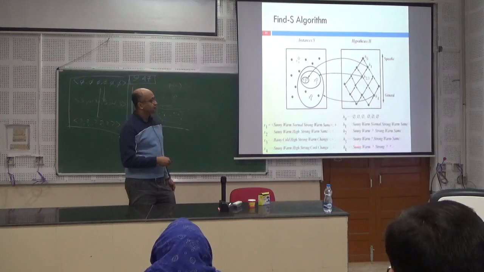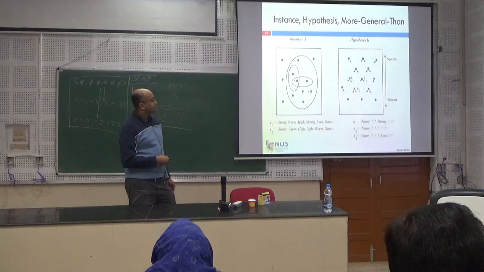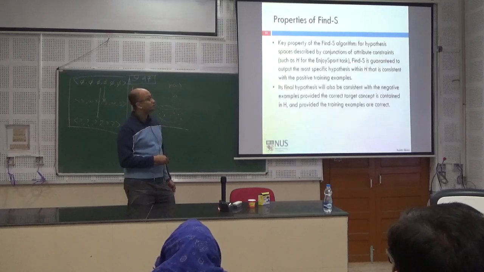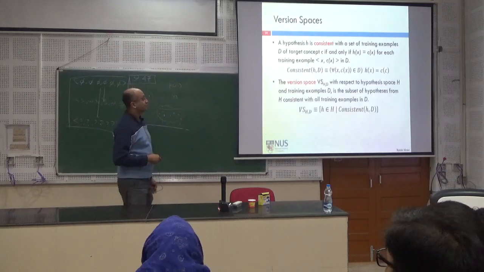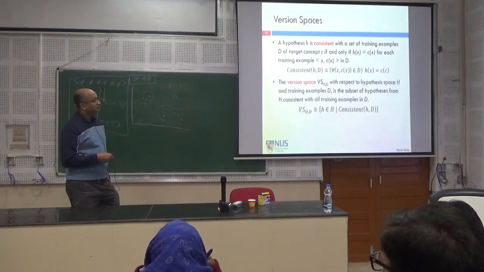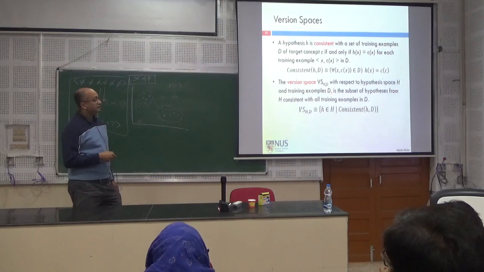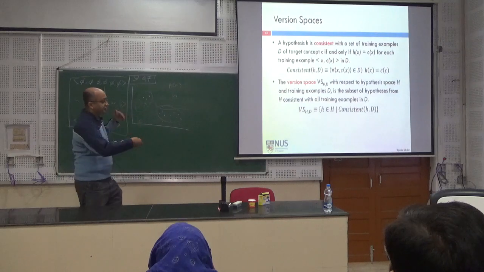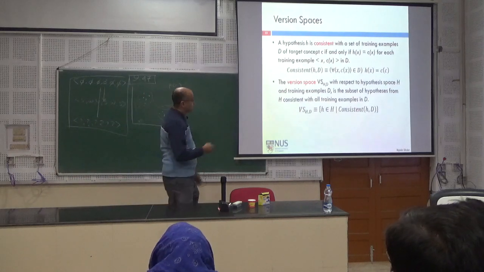Whatever this rule will give you will satisfy all the data that is given to you, the labels of all the data. No problem. So it's a consistent thing. And the version space, which we represent as VS_{H,D}, with respect to the hypothesis space and the training data, is then the set of all hypotheses from H that are consistent. Right? So let's look at it graphically, and that will be easier.